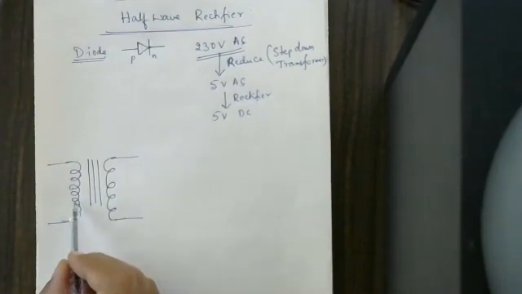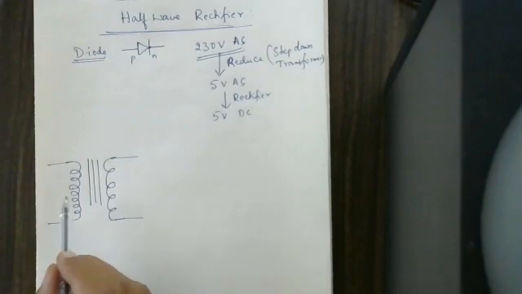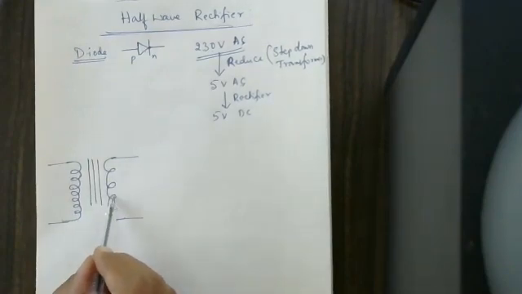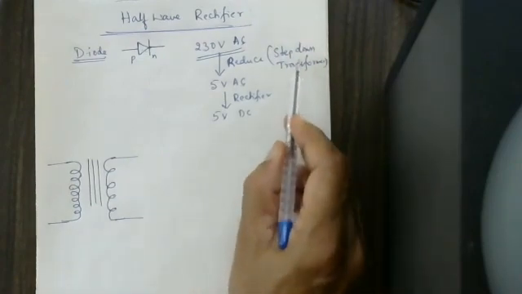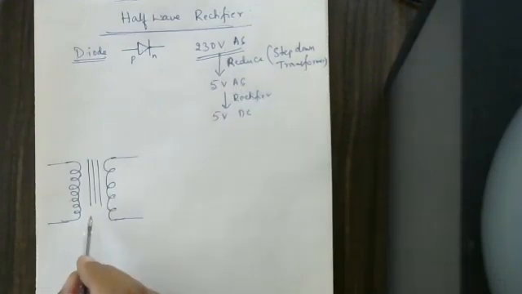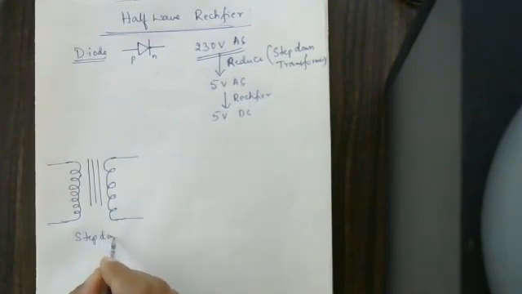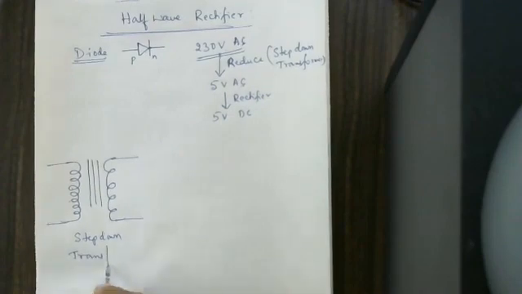This is called the primary coil. This is called the secondary coil. The primary coil's number of turns is more. The secondary coil's number of turns is less. Then it is called a step down transformer. Higher voltage to lower voltage. Using this transformer, we are supposed to convert. So whatever I have written so far is a step down transformer.